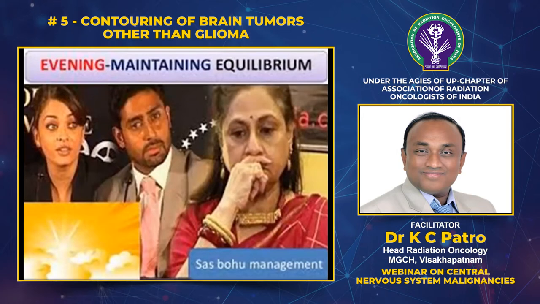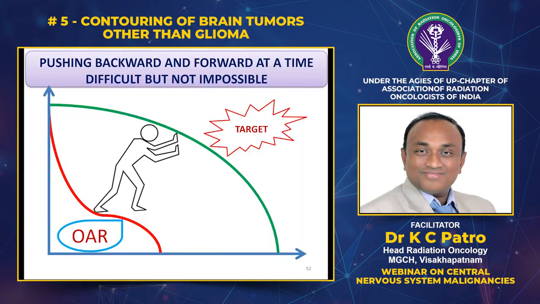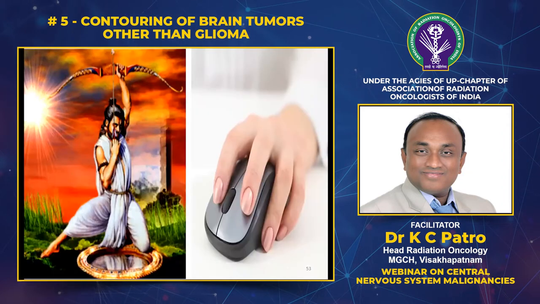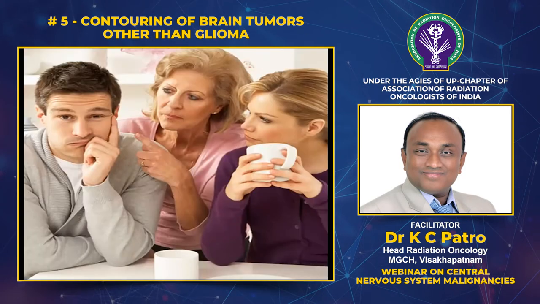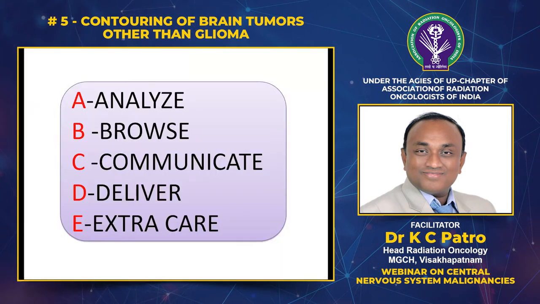So as radiation oncologists, we always fight, but we always want to move the target forward and the OAR backward. This is the main thing behind our contouring. Even small contouring errors cause a systematic error that cannot be solved by any man. So we have to contour properly, we have to target properly, and there should not be any recurrence.